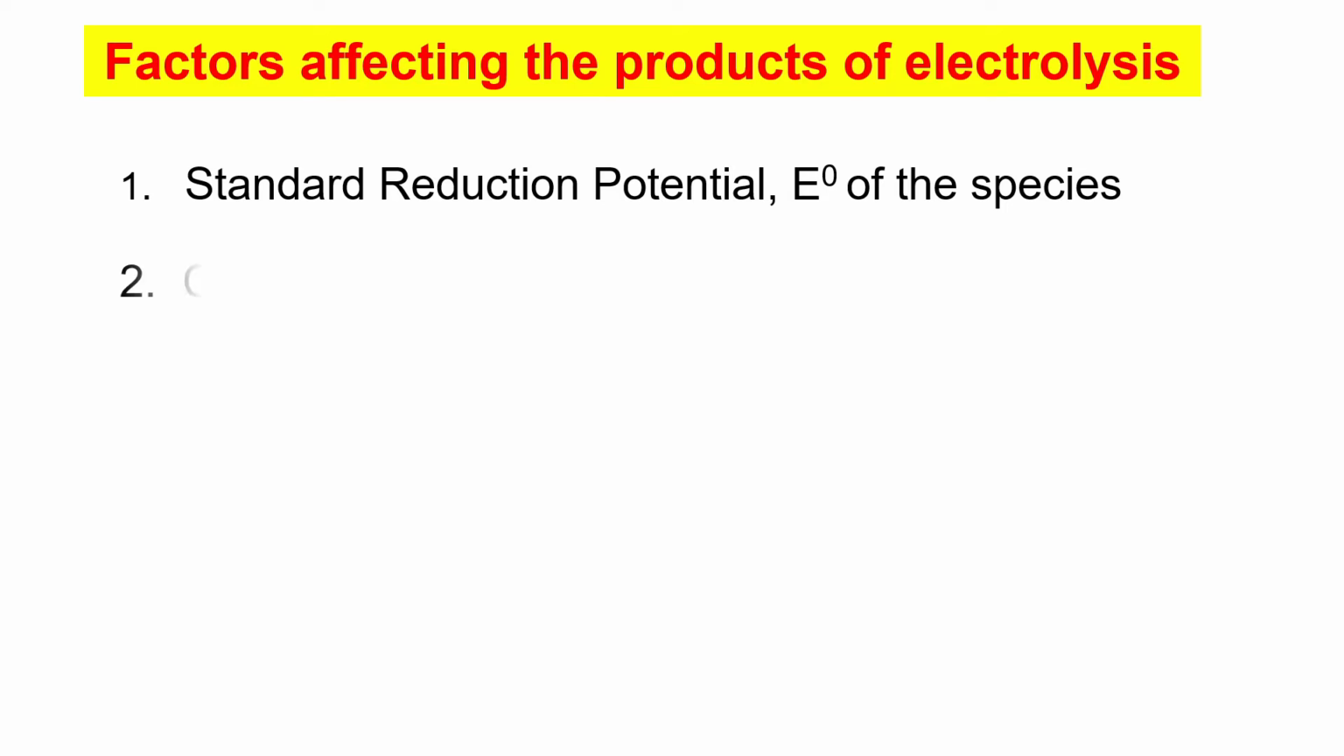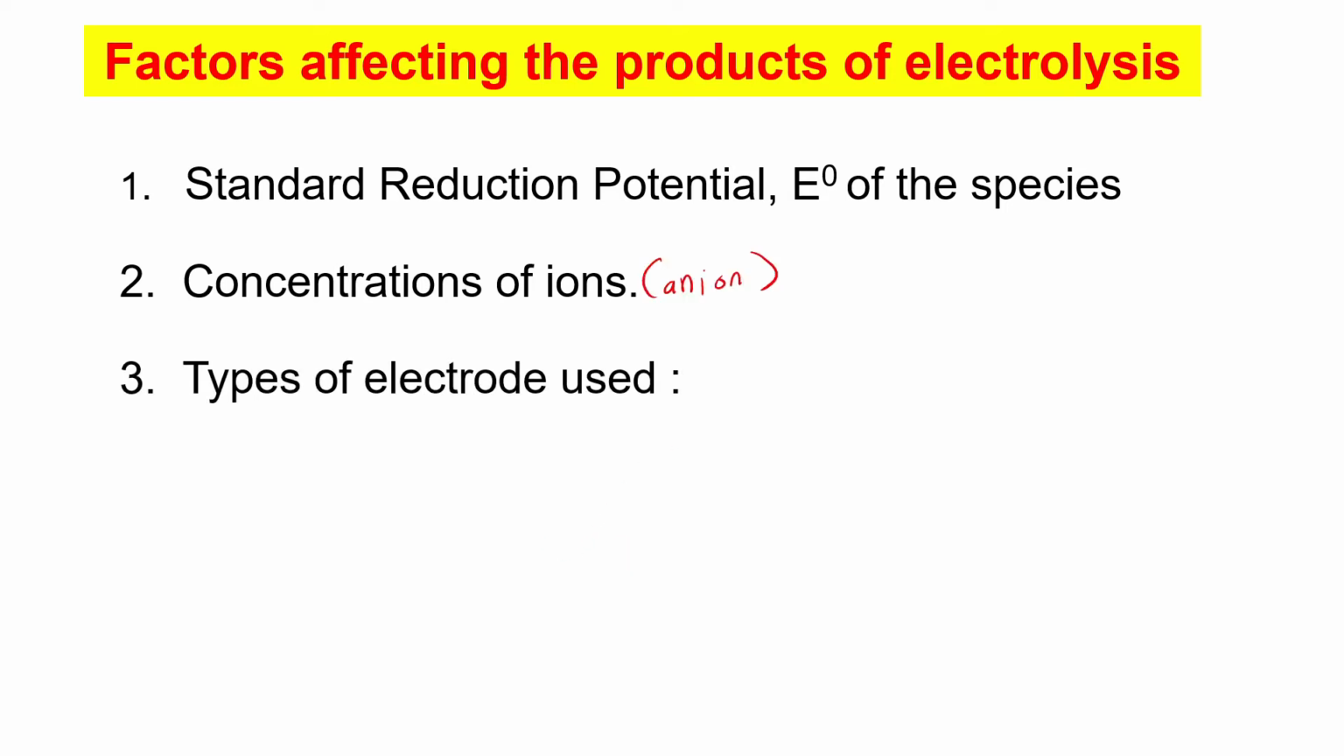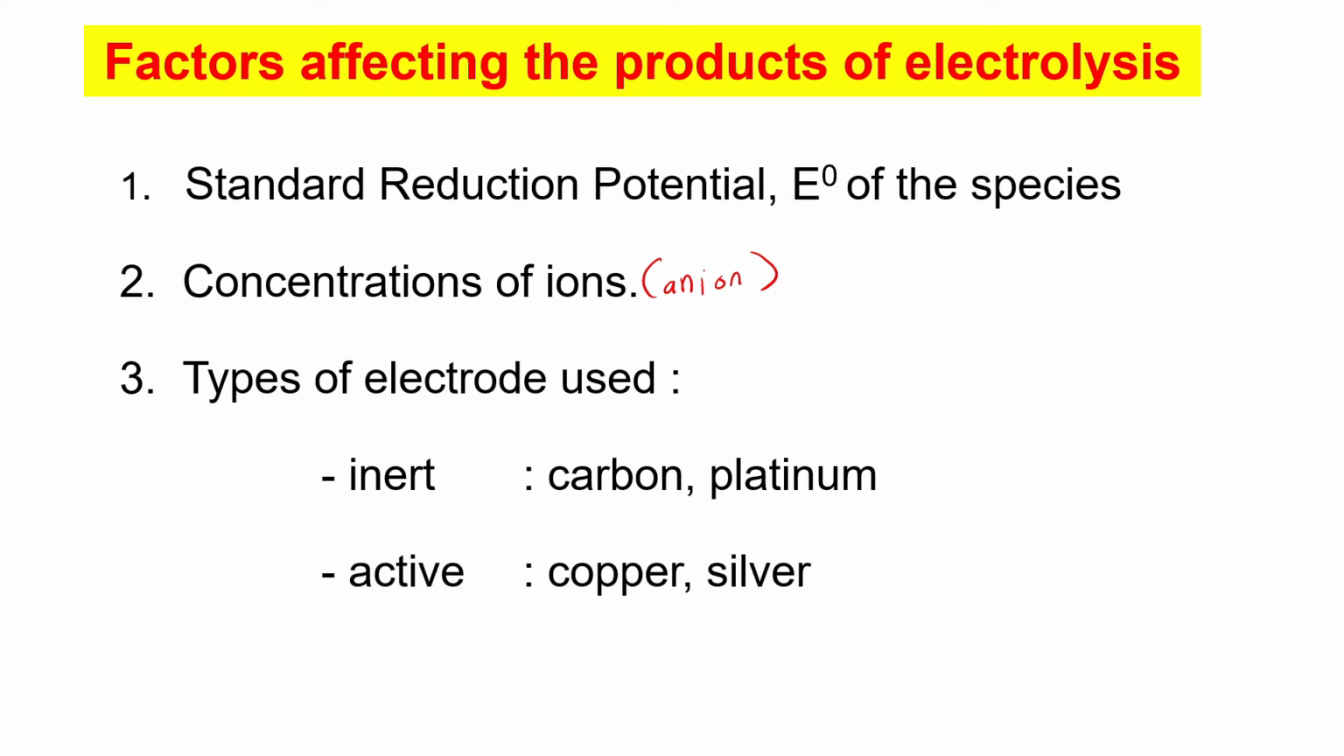Okay, the second factor ialah concentration of ion. So, concentration of ion in the electrolyte actually apply only untuk discharge of an ion. Okay, and the last one is type of electrode use. So, type of electrode use, kita ada two different type of electrode, which is active electrode and inert electrode. Okay, untuk inert electrode, dia tidak akan undergo reaction during electrolysis. Tapi untuk active electrode, dia akan participate in the electrolysis process. Sama ada dia akan dissolve, atau dia akan jadi solid.